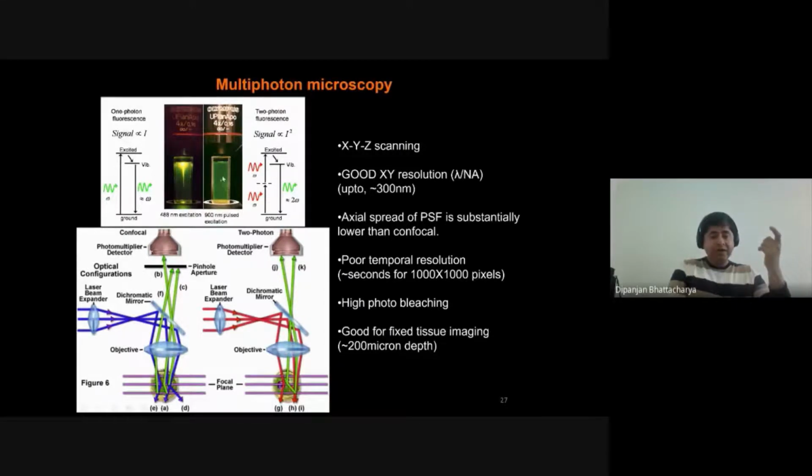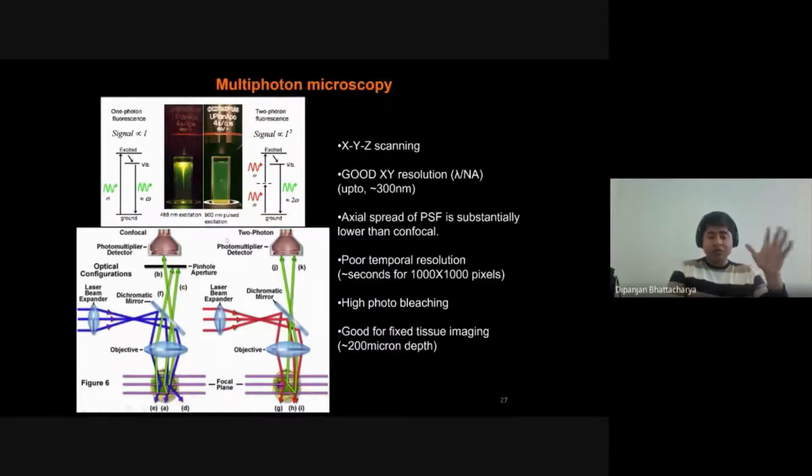But in multiphoton, because the density of photons is very high at the focal point, you are only exciting the molecules at this point. As I told you, it is important to give two successive photons very fast to the same molecule. So you have to have a very high density of photons, which is possible only at the focal point. So you are exciting the molecule here, not in all the other planes. So your photo bleaching is significantly less in other planes.